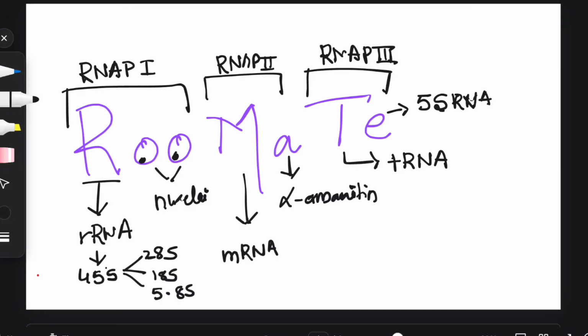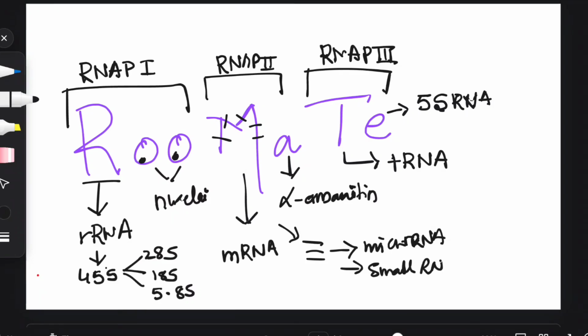There is another point about RNA polymerase 2. As we look at it here, if we break this RNA polymerase, it will form small fragments. By this we can conclude that RNA polymerase 2 also forms small RNA, that is microRNA, and other small RNAs are produced from this RNA polymerase 2.